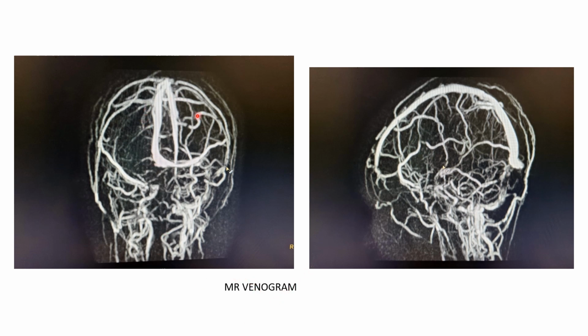So this is a coronal image showing that the left-sided transverse sinus and superior sagittal sinus are patent, and the right-sided transverse sinus and sigmoid sinus are not visualized. This is a sagittal image showing the patent superior sagittal sinus, and the same thing, the right-sided transverse sinus and sigmoid sinus are not visualized. The straight sinus is also not visualized.